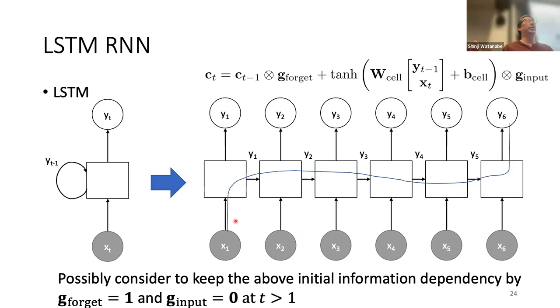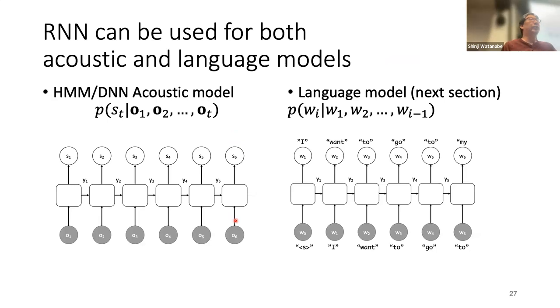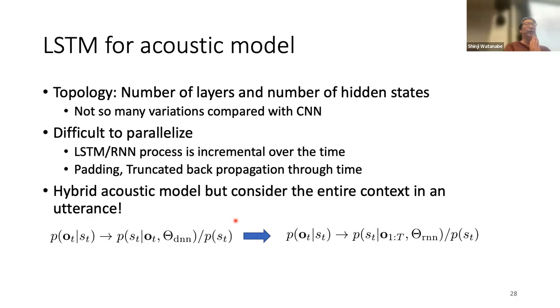And there are a lot of other ways to keep the long memory. The GRU is another option and so on, but it is a little bit advanced, so I will skip this explanation. And this long-range information is quite powerful, and it is useful not only for the acoustic model, but also for the language model. And I will also explain the use of the LSTM in the language model context later in this section. Okay, so this is the basic explanation of the LSTM recurrent neural network. It can be used for speech recognition, and it used to be quite powerfully used in speech recognition.